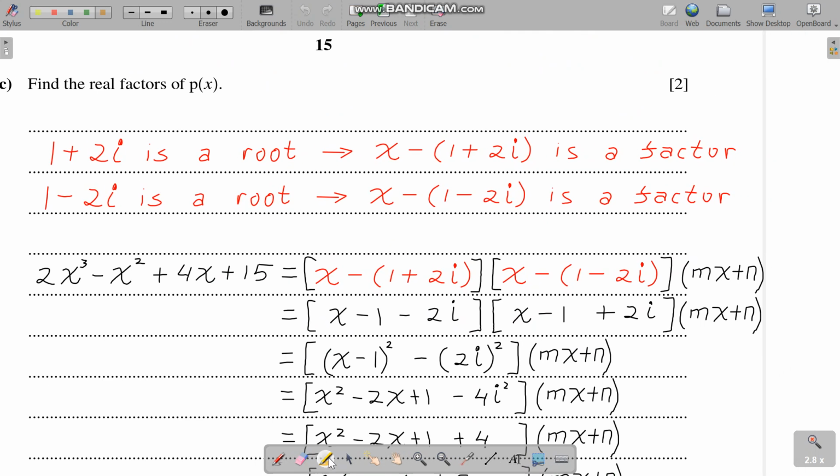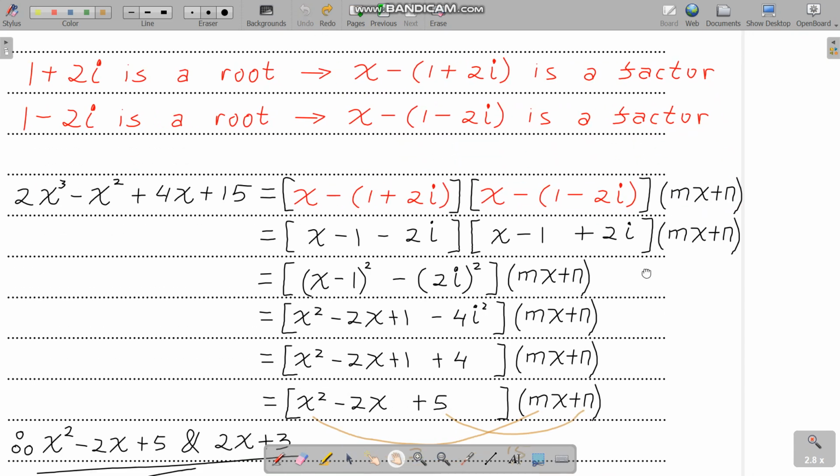So previously we know that u is a root, which means x minus u is a factor, and this is the conjugate, so x minus that conjugate complex is also a factor. Previously we found the values of a and b, so we plug in the values and we can factorize this. We get this factor and this factor, plus we have another linear real factor here.